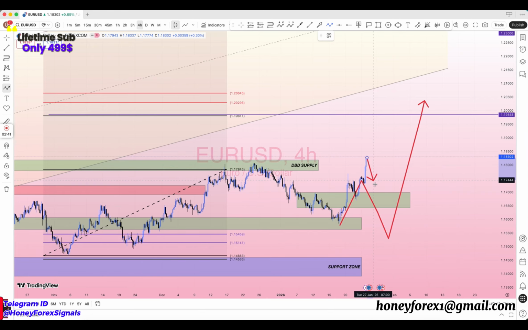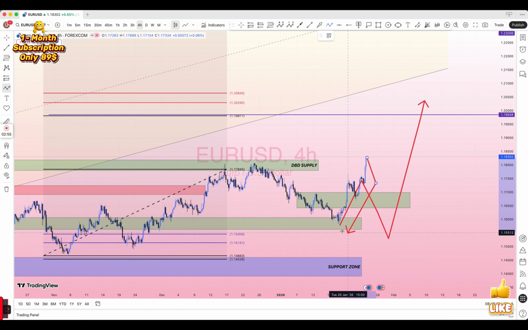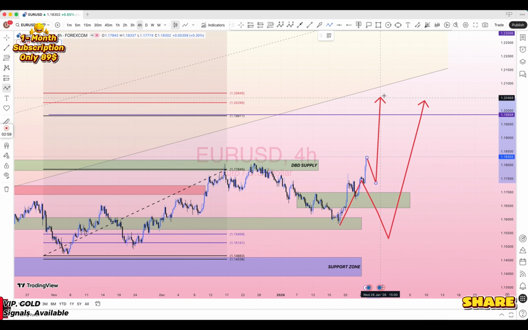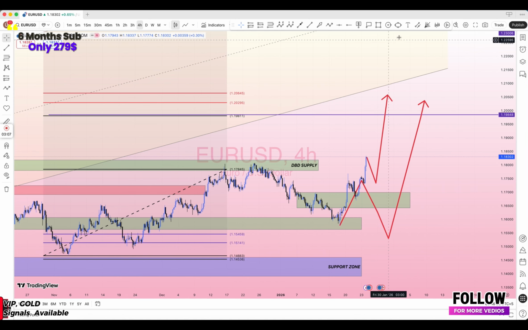First entry will start from here within this base area, buy. And second entry we set here, buy limit below this support area, and our stop loss will be below this area. And our next target will be this one, 61.8 reversal zone of Fibonacci.